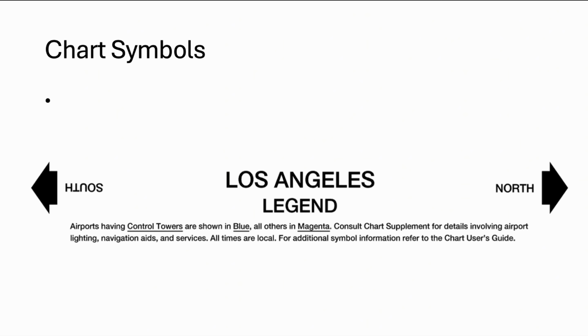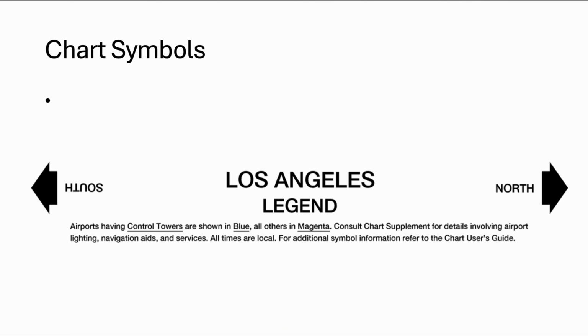So starting at the top, if you look here at the top of that legend, it'll again have the name of that chart, followed by the area that it covers. So we're going to start there, and we're just going to go down the list right here and understand what all these symbols mean. So there's 2 lines that a lot of people overlook because it's pretty small print. And that says that airports having control towers are shown in blue, all others in magenta.